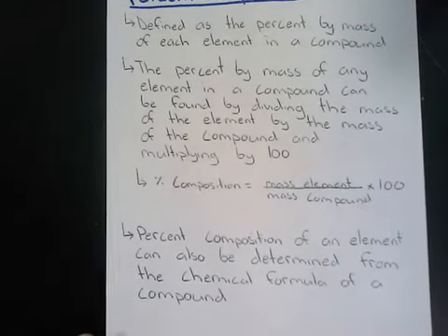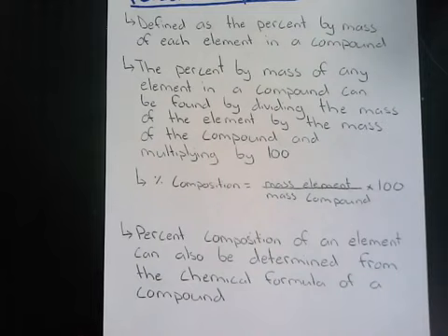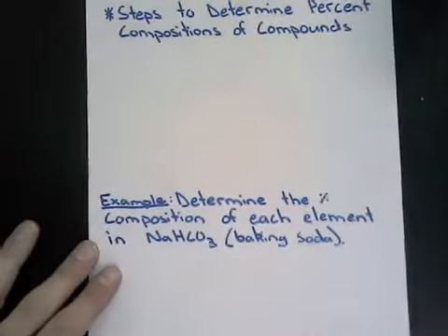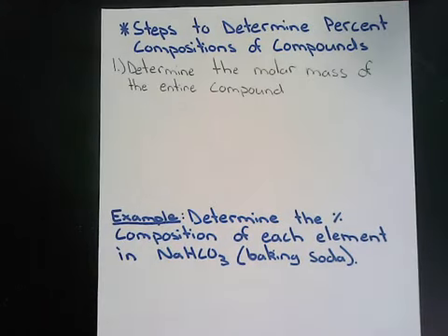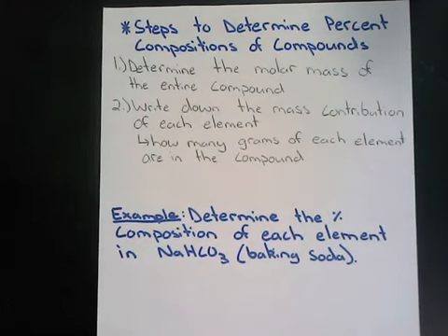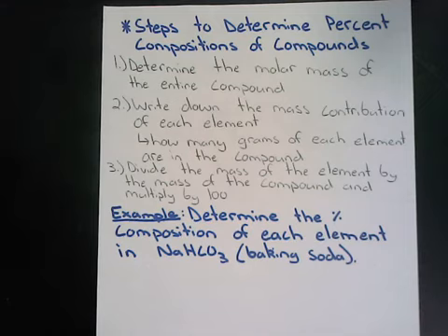All right, so let's go through the steps that we can use to find the percent composition of a particular element in a compound. So we'll shift gears here and head to page 2 of the notes. The first step is to determine the molar mass of the entire compound. The second step is to write down the mass contribution of each element, in other words, how many grams of each element are in the compound. The third step is to divide the mass of each element in the compound by the molar mass of the entire compound and multiply by 100. The fourth step is to calculate and show the correct units, which is the percent of each element.